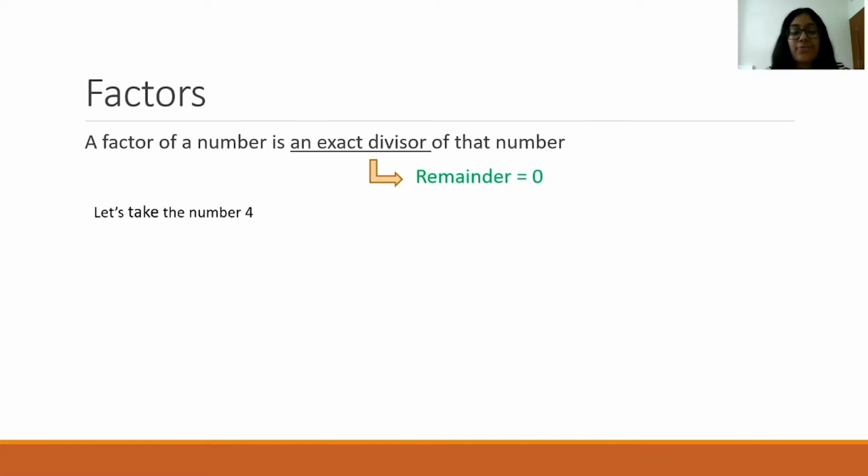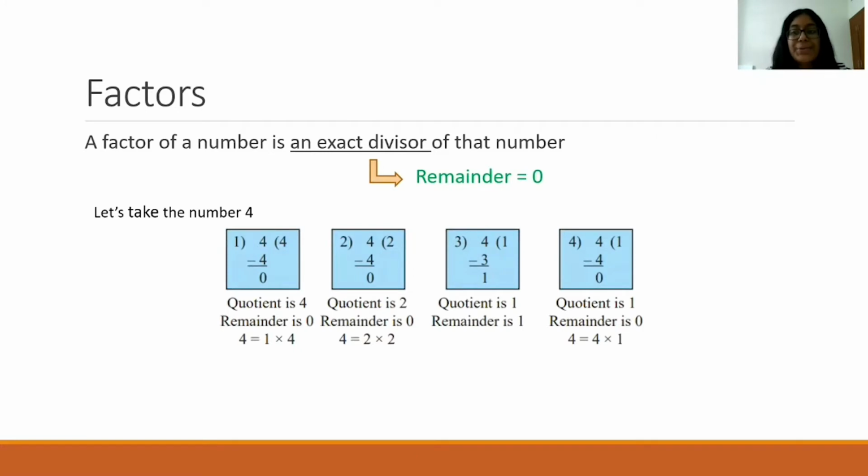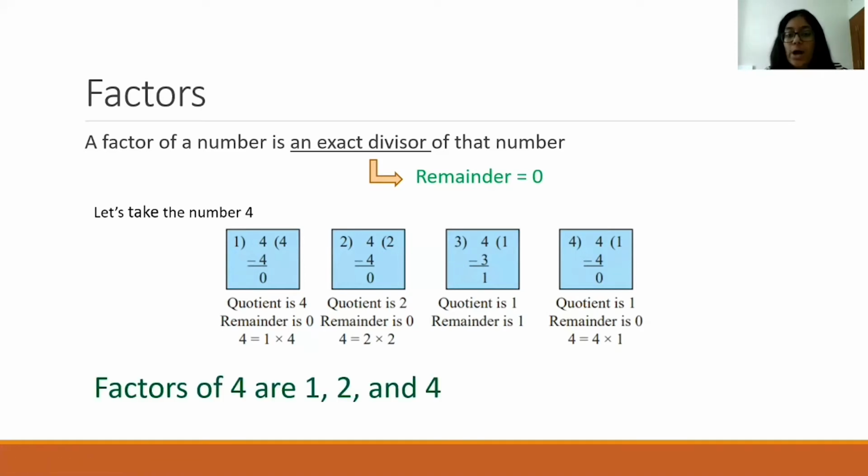Let's take the number 4. We know that when 4 is divided by 1, 2, and 4, we get the remainder 0. So if we get the remainder 0, that means that it is an exact divisor. And if it is an exact divisor, it is a factor. So the factors of 4 are 1, 2, and 4.